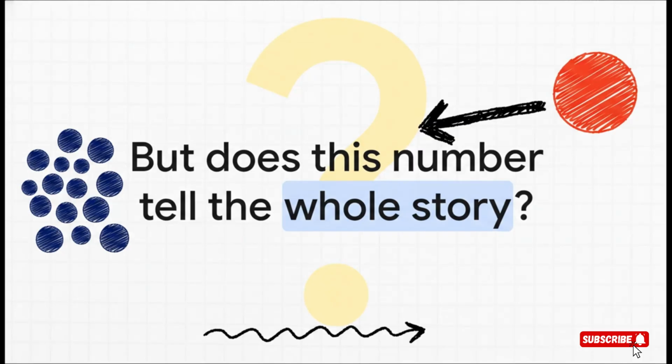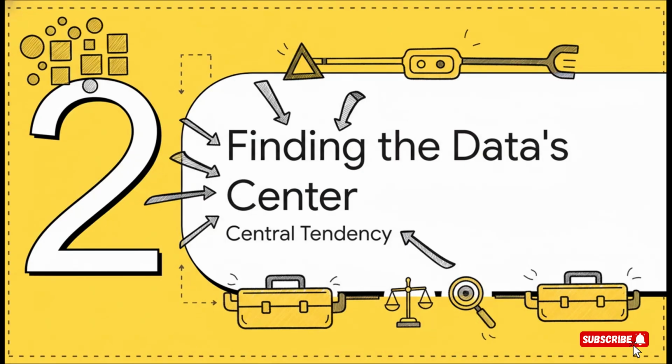But wait a minute. Does that number really feel like it represents a typical person on that list? Let's look again. See, most of the salaries are kind of hanging out between $15,000 and $50,000. But then you see it. One massive salary of $487,000. That one person is dragging the whole average way, way up and giving us a totally warped idea of reality.